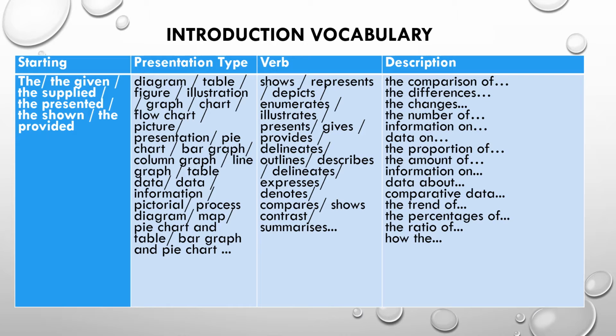and then I'll move on to the verb. So generally we use the present tense, which is shows or represents, depicts, enumerates, illustrates, and then I'll talk about what really the graph is. So describing it a little more, I can say the differences or the changes, the comparison or the amount or information. So I want you all to take a look at this carefully, and then I'm going to move on to the examples.